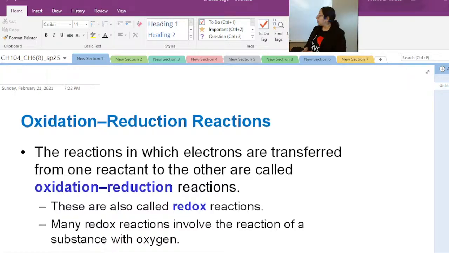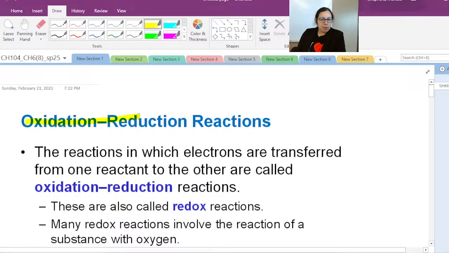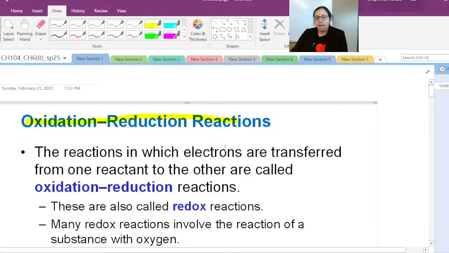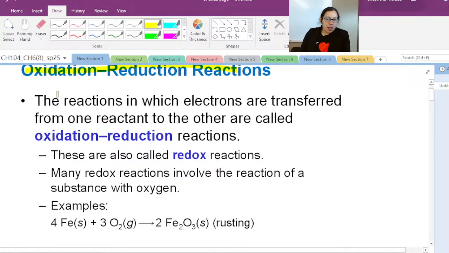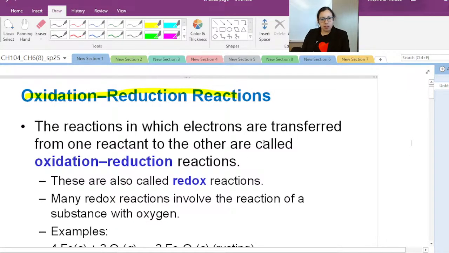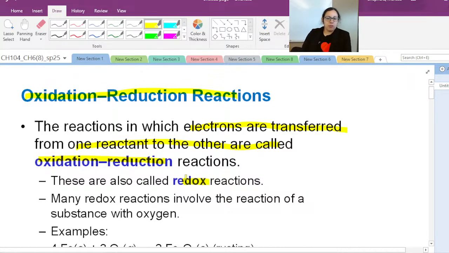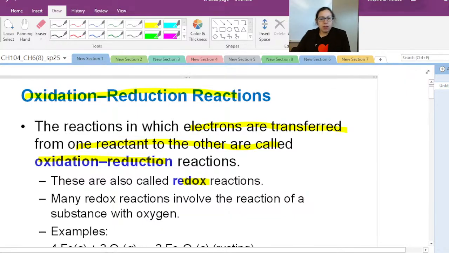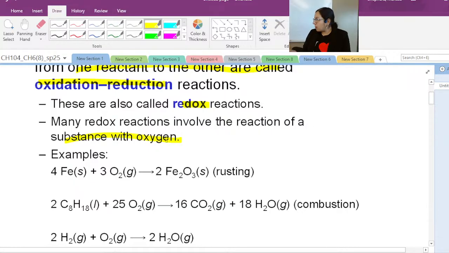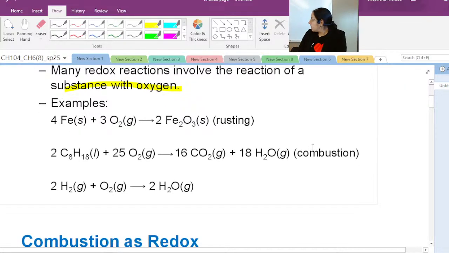All right, so let's dive into it. I think this is technically from last week's chapter, oxidation reduction reactions. We at least want to look at this briefly for our knowledge. Oxidation reduction reactions are formally reactions in which electrons are transferred from one reactant to the other. We often call them redox reactions for short. Many of them do involve reaction with oxygen, but not always. So we want to think of a few characteristic examples and types of reactions.